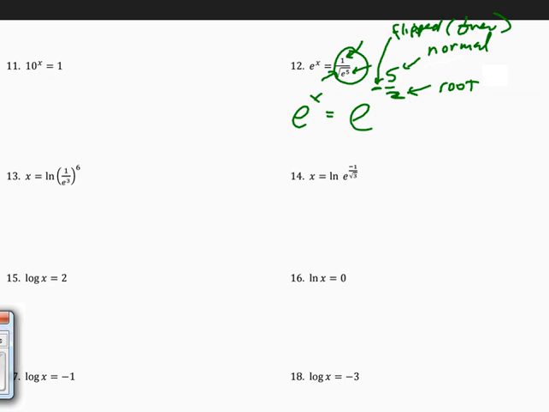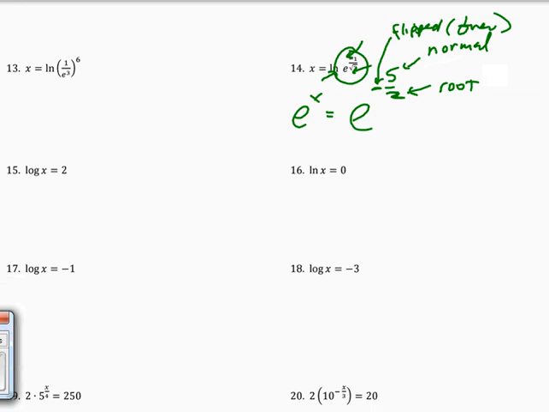Now we get into a few logs at the end here. And that's the main thing that they do tomorrow, is they do a lot more with logs. But let's do some with logs here. Let's look at number 15.